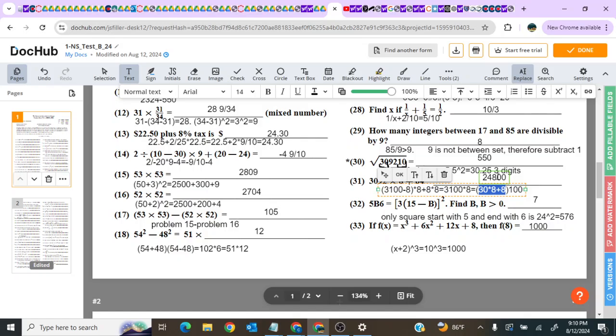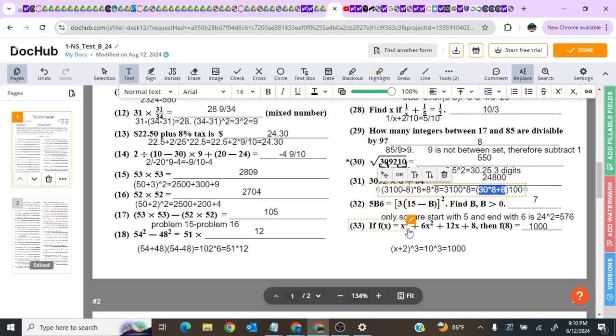5b6 is equivalent to all this information. You don't really need to solve, but the only square that starts with 5 and ends with 6 is 576. There are only 2 squares, 23 squared and 24 squared, that start with a 5. And the other one gets you 529, so that's clearly not it.